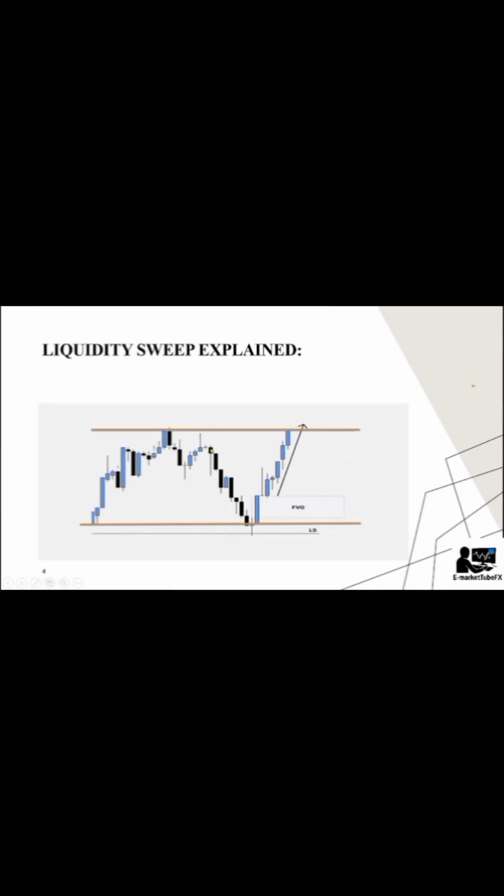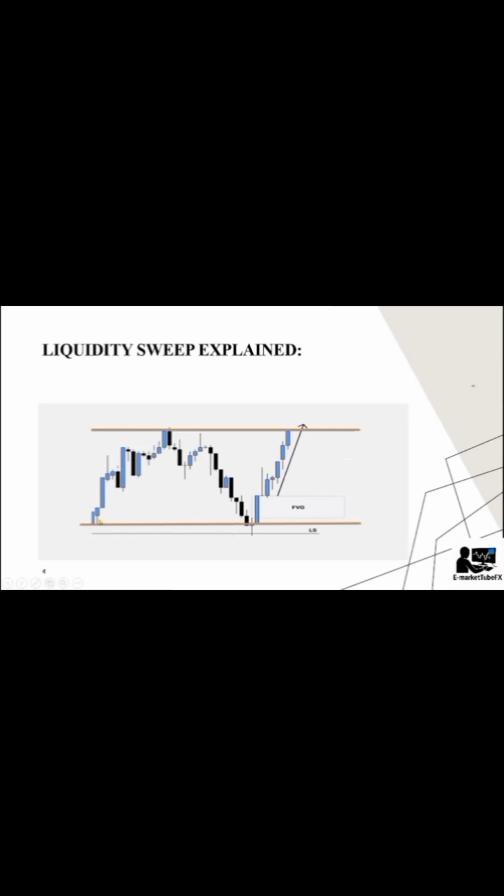But look at what happened after the market makers pushed price up to the zone where they placed their pending sell order. They reversed the market in a bullish move. So their pending sell orders were executed, but the market didn't sell. It went back to the bullish move and they have been taken out of the market.